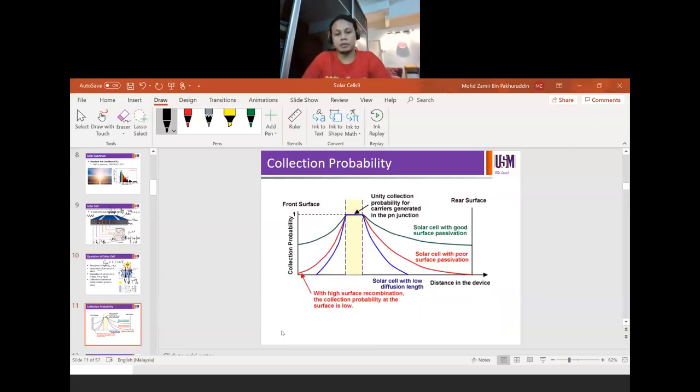Right, collection probability we've discussed already last time. So we want to make sure that both surfaces of our solar cell are well passivated. That means the front side of the cell has to be well passivated, and the rear side of the cell has to be well passivated, to be able to ensure a high collection of carriers at the surface.